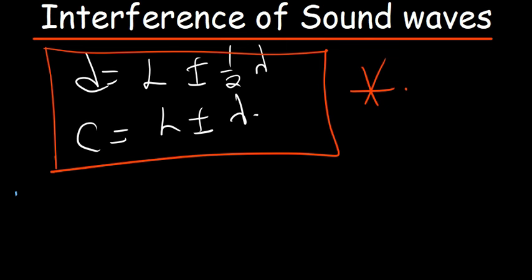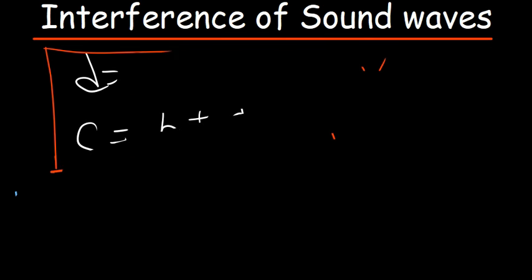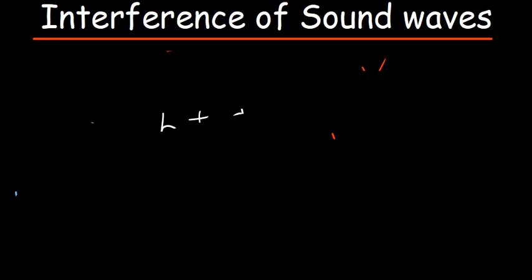Now, why are we saying plus or minus? Let's say that we have lambda. Let me just give you an example here. The best example I can give you is, let's say we have two speakers. Okay, let's have speaker A and speaker B.